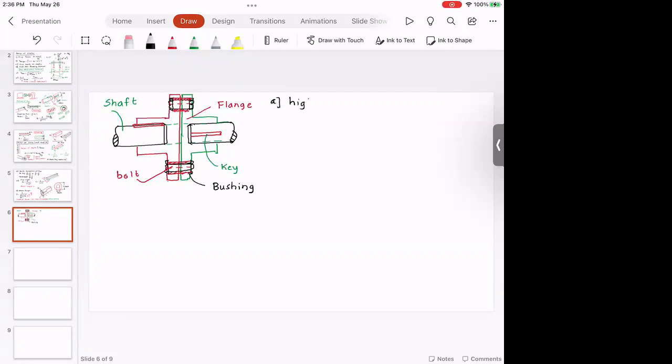higher torque capacity, and it can tolerate misalignment.